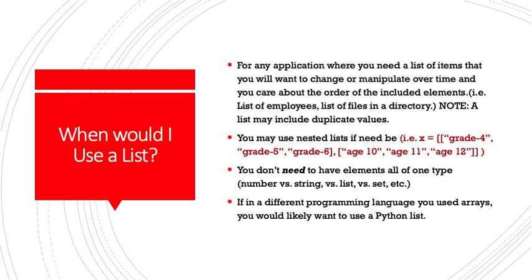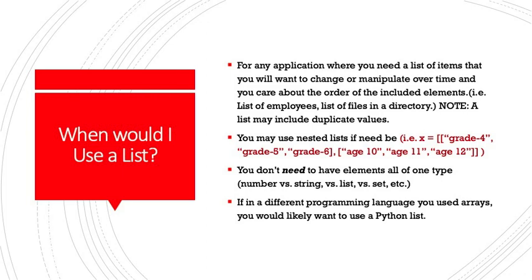You may choose to use nested lists. For instance, see here that I have x equals a parent list, an outside list with these outside square brackets, and we'll see how to use these on the upcoming slides. And then I have these internal lists, right? I have grade 4, grade 5, grade 6, and then a separate list, age 10, age 11, age 12. It's all in that outer list. This is called a nested list.